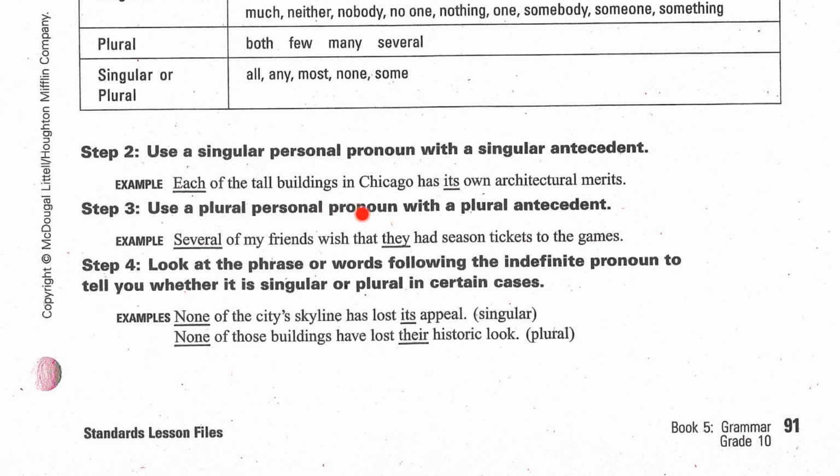Use a plural personal pronoun with a plural antecedent. So several is in our plural list. Several of my friends wish that they had season tickets to the games. And step 4, look at the phrase or words following the indefinite pronoun to tell you whether it's singular or plural in certain cases. So when you have words like all, any, most, none, or some, we really do need to look for clues, and it's going to be after the pronoun.